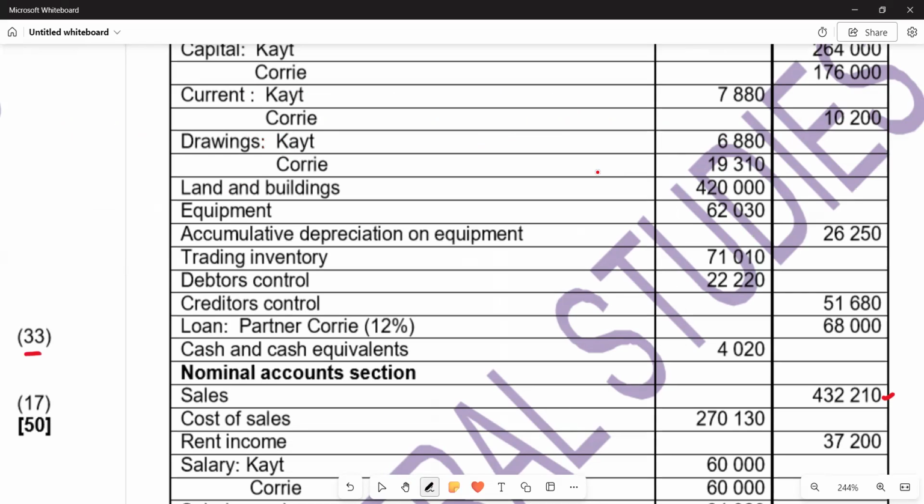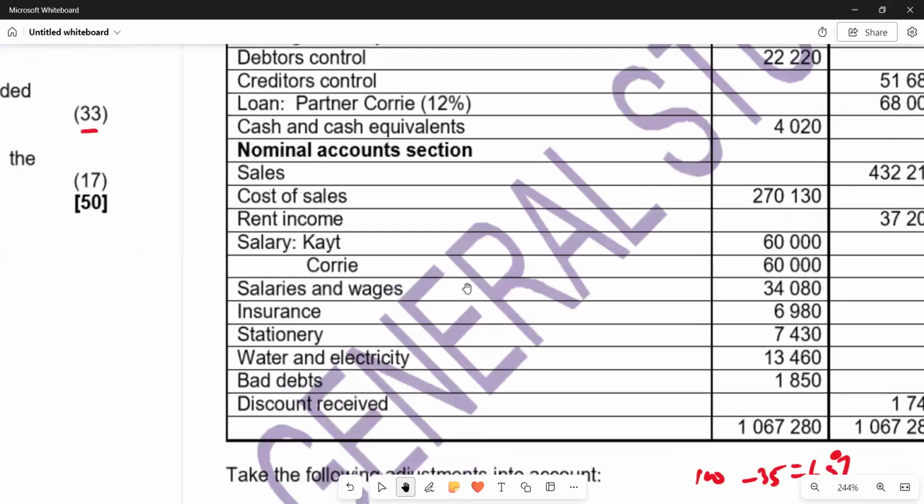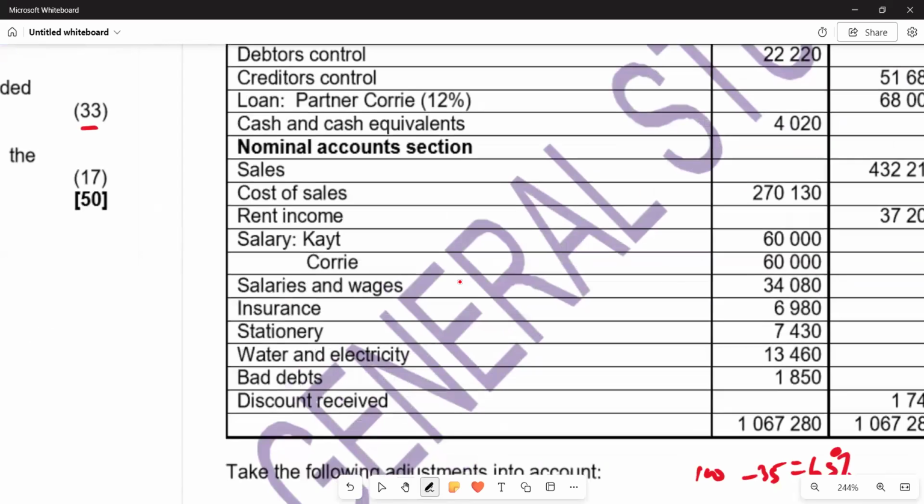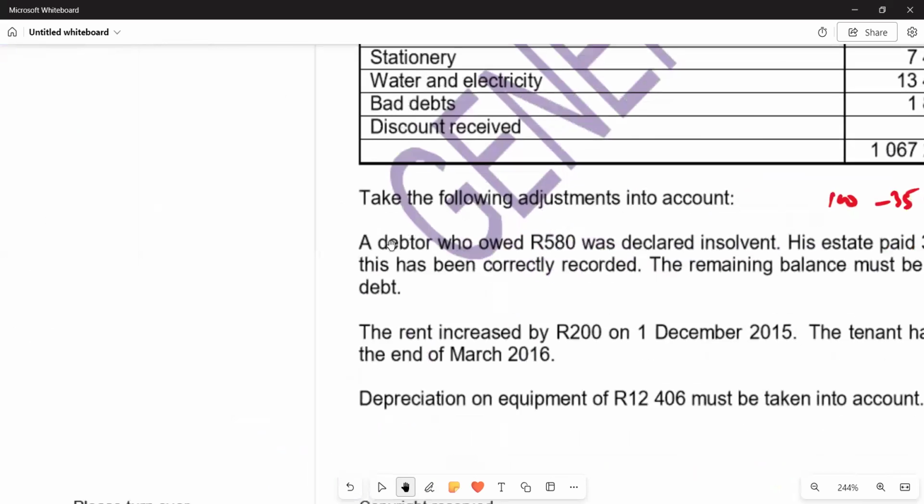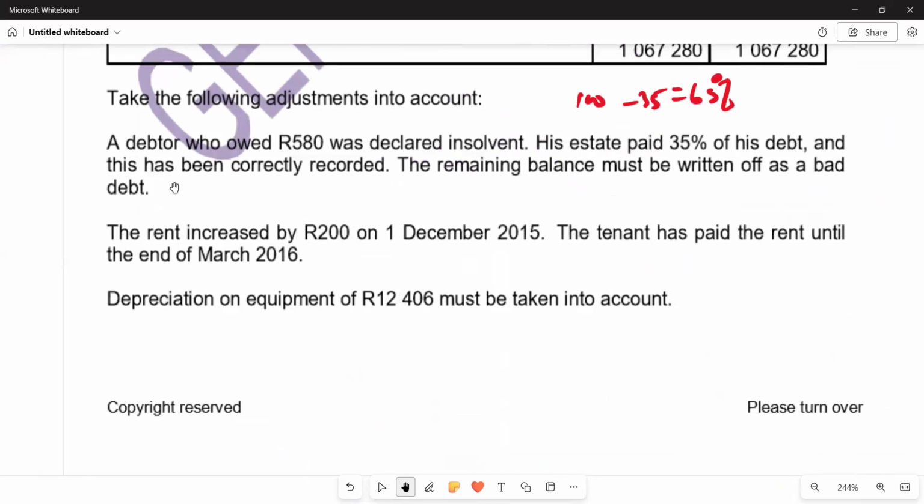You have to check in the question if you've got any trade allowances or sales returns that are stated. Because if they are there, you have to subtract them from sales so that you get the net figure for sales. So if you go down, checking for sales returns or trade allowances under the nominal account section, you'll see that we don't have such. If you don't have such, you also have to go to the extra information to see if there's any transaction that is affecting our sales. So you're going to go through everything, checking if there's any transaction that is affecting your sales.